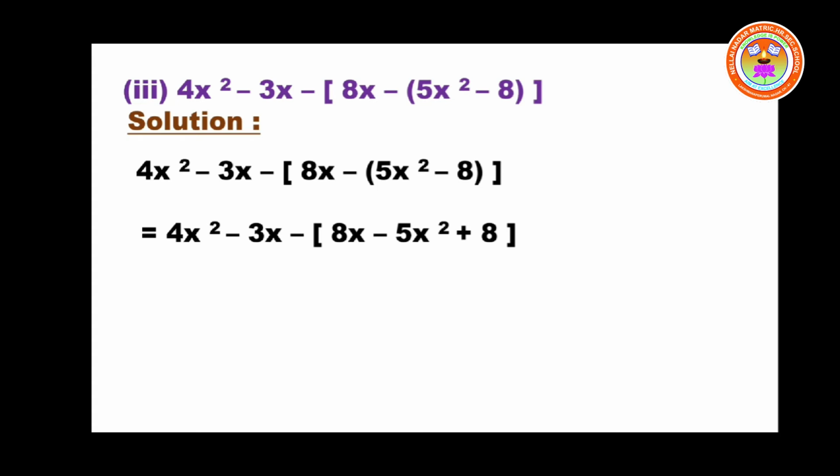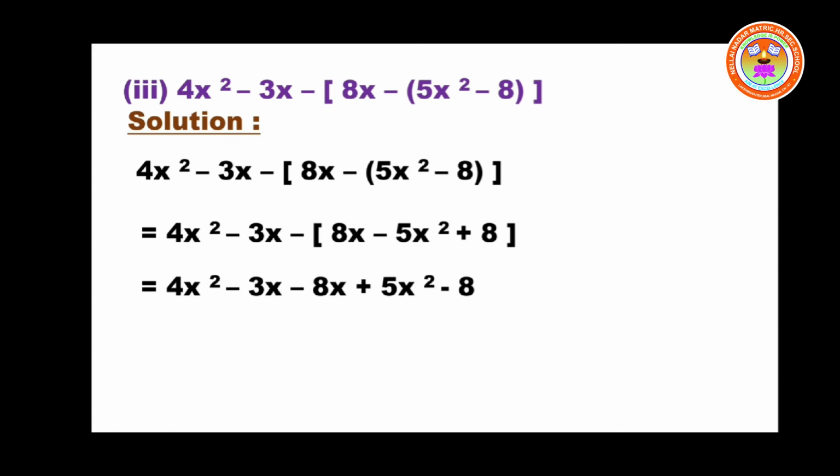Okay, so next I am going to remove the square bracket. So 4x² − 3x − 8x, minus into minus plus 5x², minus into plus minus 8 you will get. Have you understood? That is 4x² − 3x − 8x + 5x² − 8. Now I am going to combine the like terms.